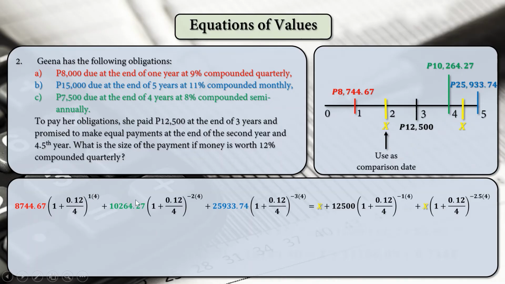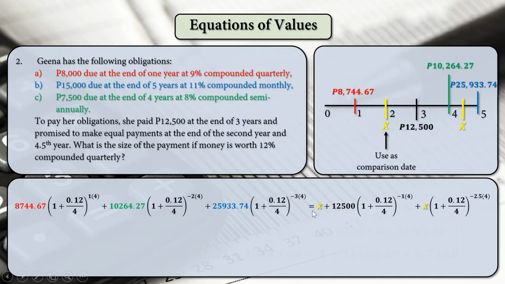Magva-vary lang tayo dito sa T natin or the number of years based sa ating cash flow diagram. So, our second obligation sa letter C is 10,264 pesos and 27 centavos. The same yung quantity but negative 2 yung kanyang exponent. Because in finding for the future value at lumampas na siya sa focal date natin ng 2 taon, magiging negative na siya. And then our third obligation for letter B, that is 25,933 pesos and 74 centavos times the same quantity but yung exponent natin T is negative 3 because lumampas ulit siya ng 3 taon sa ating focal date.